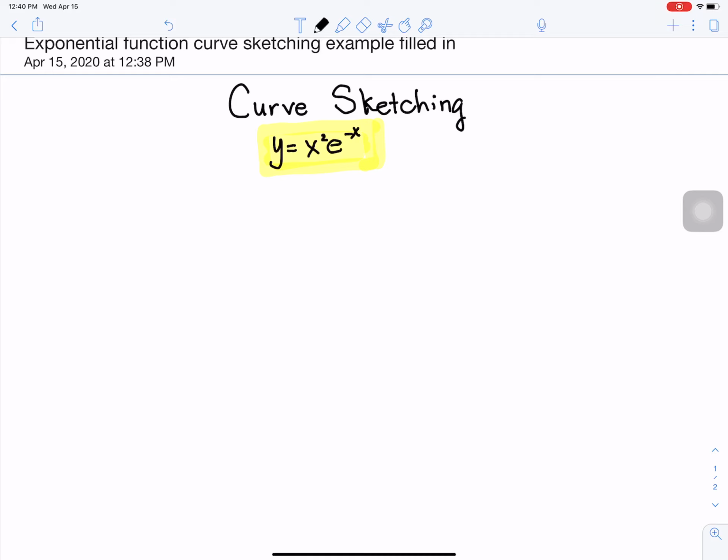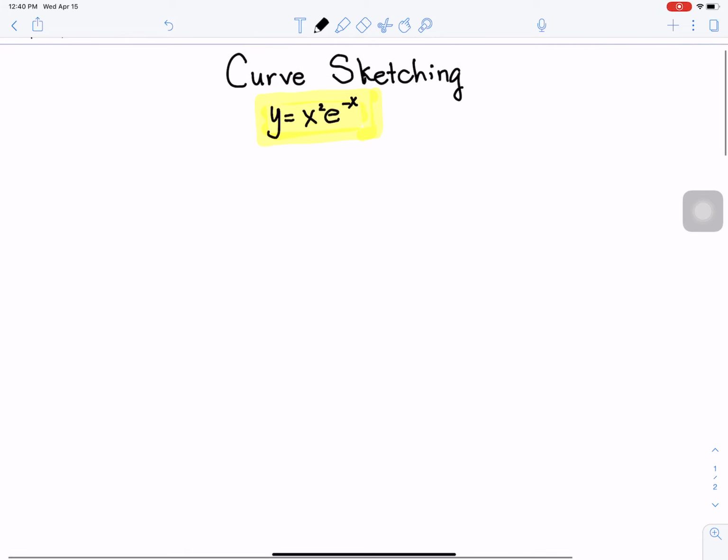The nice thing about this example is likely most students won't know what this example looks like, so it's nice because you can use the information to help you sketch this graph. So first things first, we want to do domain. Now when we're doing domain, we're looking for denominators, we're looking for square roots and negative numbers.